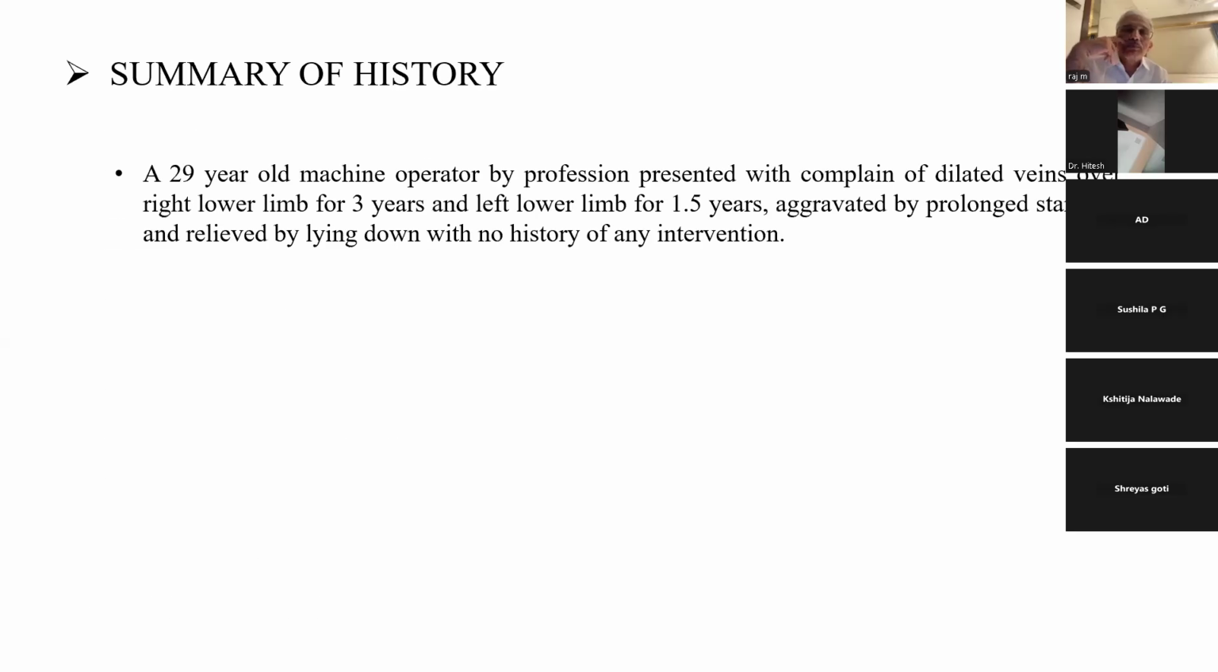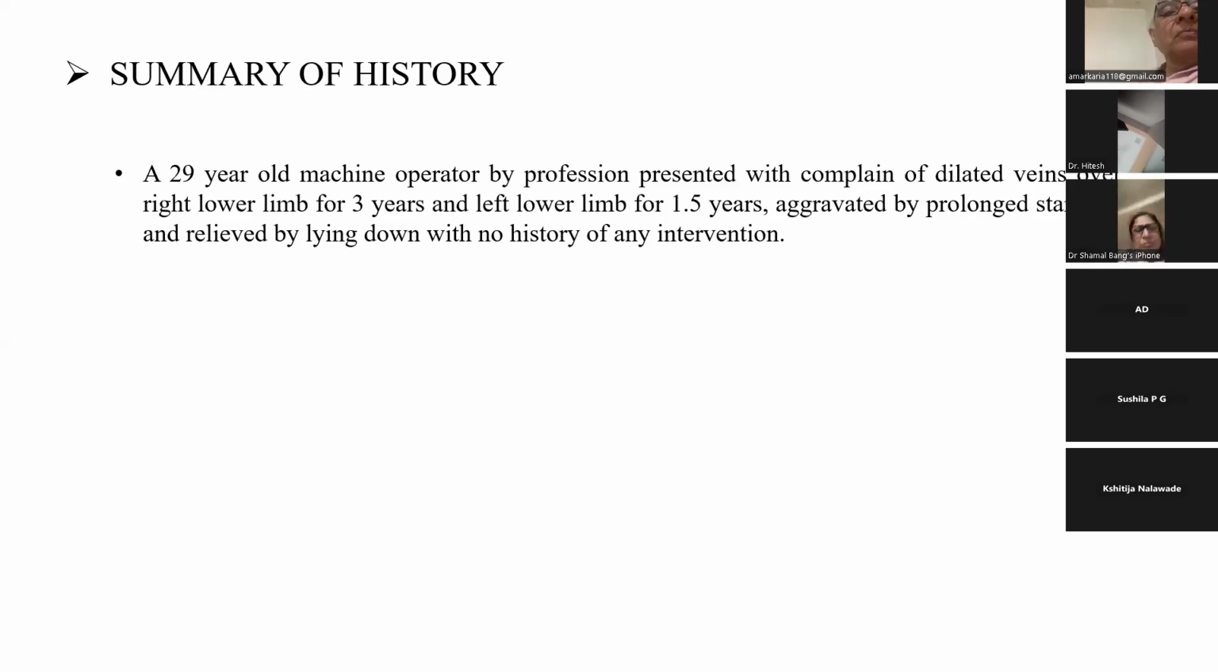A 29-year-old machine operator by profession presented with complaint of dilated veins over right lower limb for 3 years and left lower limb for 1.5 years, which aggravated by prolonged standing and relieved by lying down with no history of any intervention. Would you like to ask any additional questions pertaining to his past history?